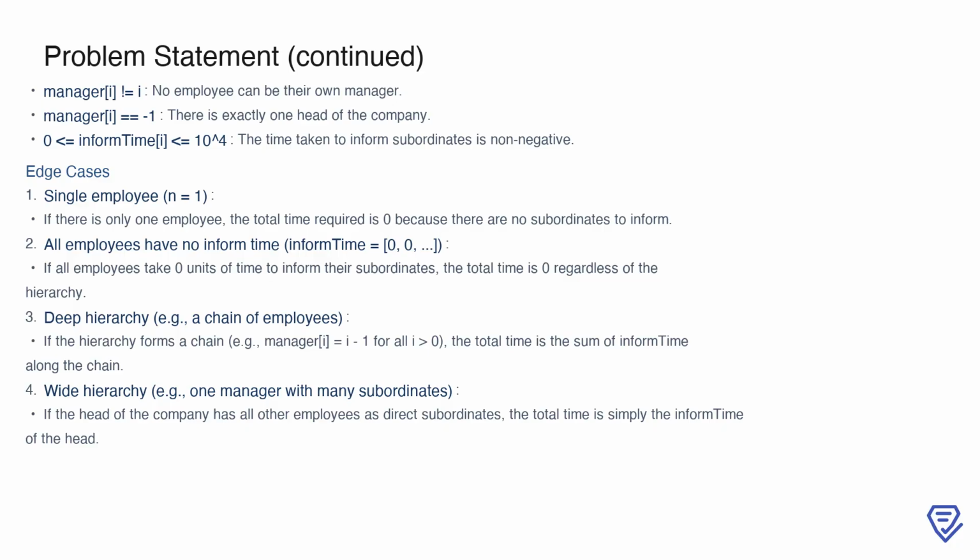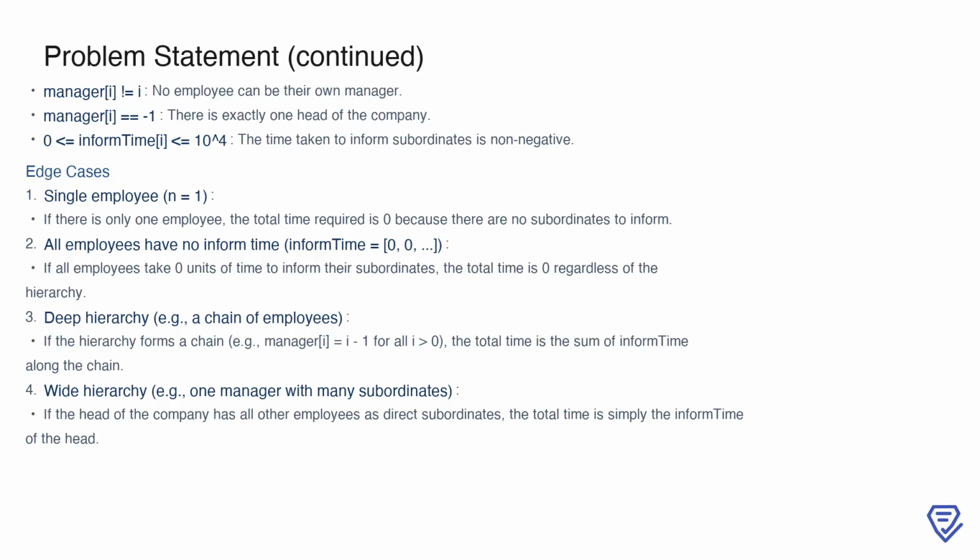When solving this problem, we must also consider edge cases. For instance, if there is only 1 employee, the total time required is 0 because there are no subordinates. If all employees have an inform time of 0, the total time is also 0 regardless of the hierarchy. In the case of a deep hierarchy, where employees form a chain, the total time is the sum of inform time values along the chain. For a wide hierarchy, where one manager directly oversees all employees, the total time is simply the inform time of the manager. These constraints and edge cases guide us in designing an efficient solution that can handle up to 100,000 employees.